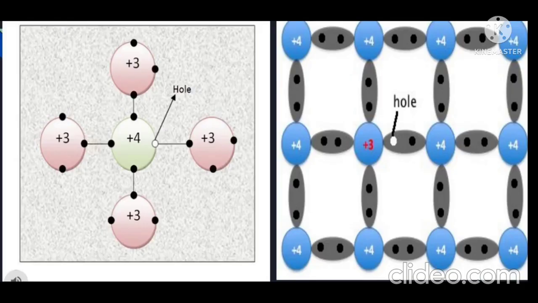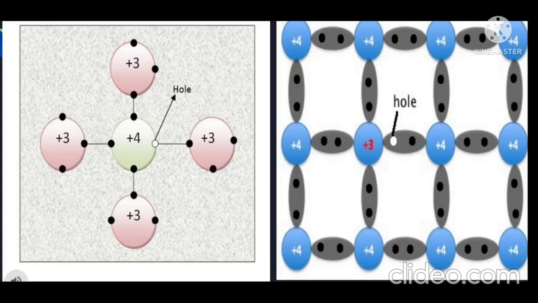neighboring bond. So, a trivalent impurity atom, say an indium atom, which has 3 valence electrons, when added into the silicon crystal, replaces one of the silicon atoms and settles in the lattice site of the replaced semiconductor atom. So, this indium atom forms 3 covalent bonds with the neighboring 3 silicon atoms, and the fourth bond remains incomplete, which has a deficiency of 1 electron.